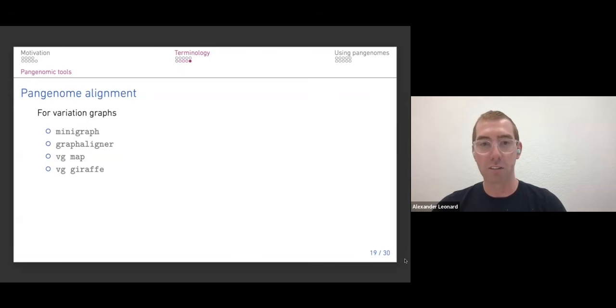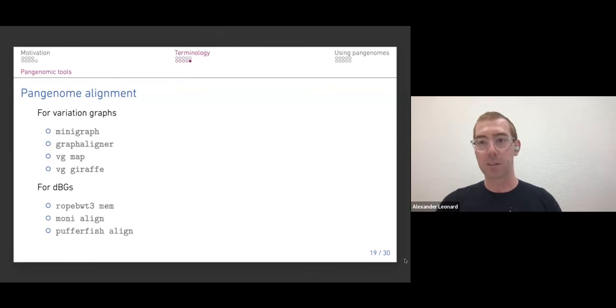And again, for variation graphs, we can talk about many different ways to align sequence to the graph to get something like this GAM or GAF file out. Minigraph, Graph Aligner, and most recently, VG-Giraffe has sort of started to dominate sequence to graph alignment.